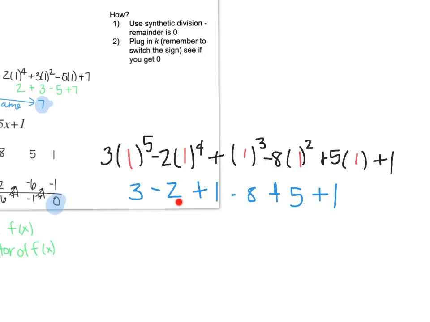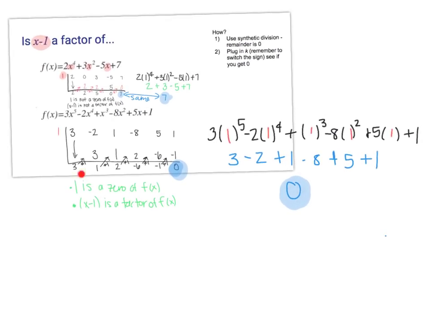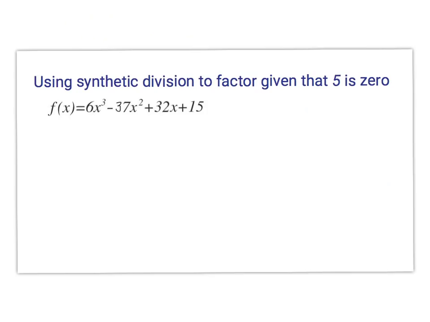And then I do my math. 3 minus 2 is 1. Plus 1 is 2. Minus 8 would be negative 6. Plus 5 would be negative 1. Plus 1 would be 0. Which again, I should have gotten that. And that makes sense, because here I got 0. These two should always be the same, every single time. So again, that just proves the fact that 1 is a 0 of f of x, and x minus 1 is a factor of f of x.